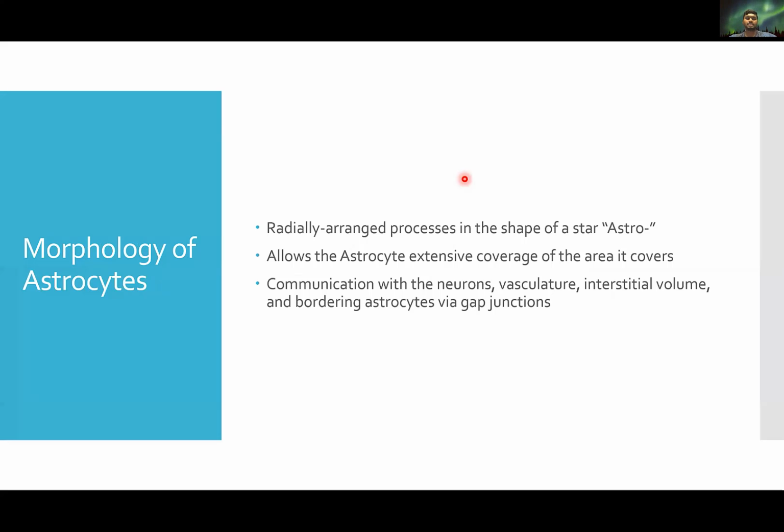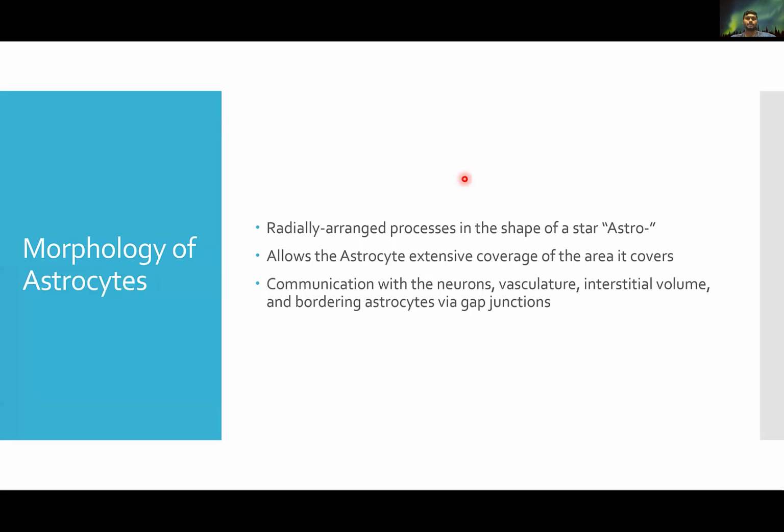So what is the basic morphology of the astrocyte? Well, these are radially arranged, so the processes come outwards in the shape of a star, which is why they're called astrocytes. This is important because it allows the astrocyte extensive coverage of the area that it covers. And as we'll talk about later, this is very important for maintaining the environment and other functions as well. The astrocyte is able to communicate with all of the tissues within the CNS, including the neurons and the blood vessels, and because of this, it is able to control the interstitial volume. It also communicates with bordering astrocytes via gap junctions.